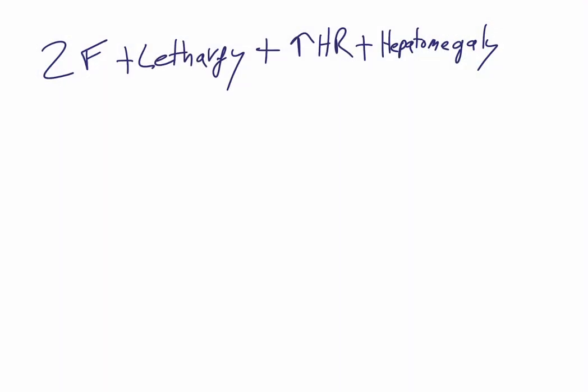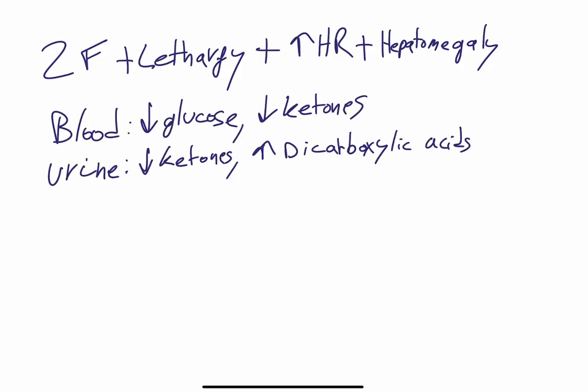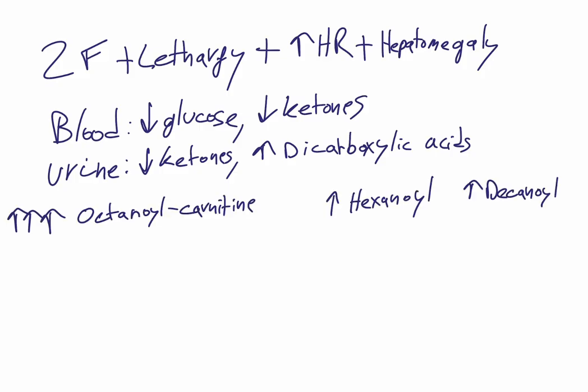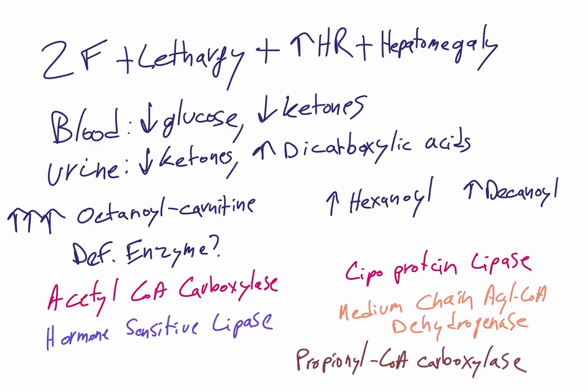So if I was to give you a 24-month-old infant with lethargy, she's unresponsive with tachycardia, hepatomegaly, and in her blood, she has decreased glucose as well as decreased ketones. In her urine, she has decreased ketones, but she has increased dicarboxylic acids. For C6, there's mild elevation. For C8, there's extreme elevation. And C10 also has mild elevation. And I ask you, what enzyme is deficient?